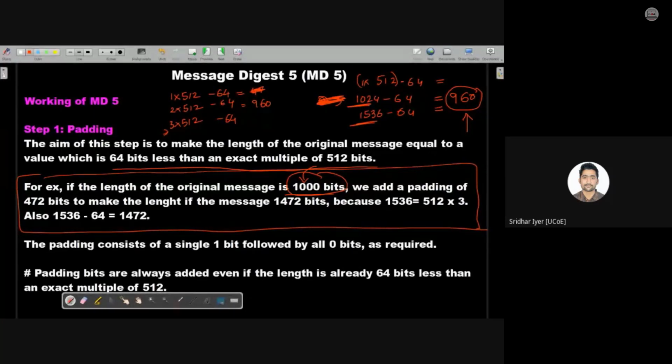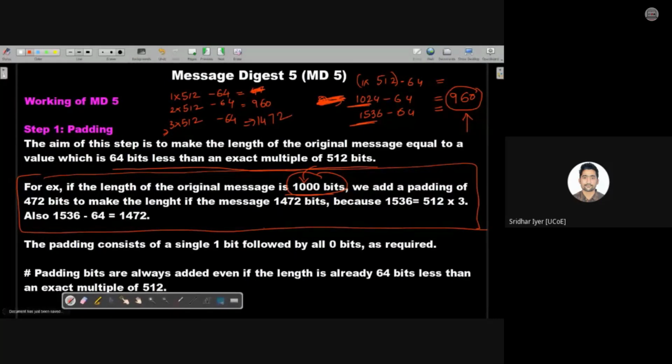If we go to the third multiple, it will be 1536 minus 64, which gives you 1472. Right? Is it clear? So I have 1472 bits, and in that I can easily accommodate 1000 bits.